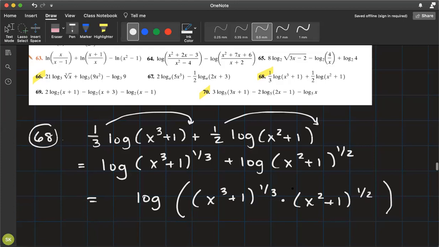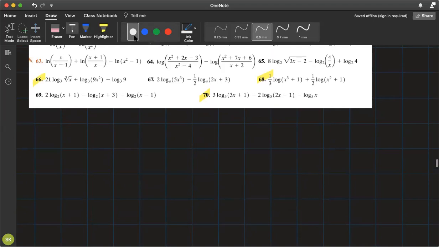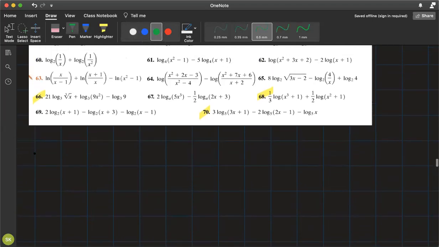Now if you want, you can write this as a square root and a cubic root if you like. I'm just going to leave it like this. All right, let's try the next problem. This is problem 70.